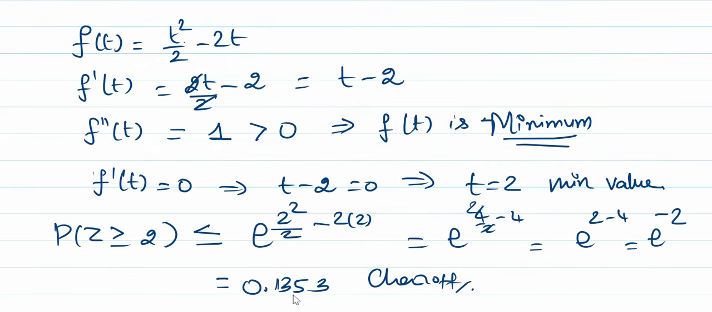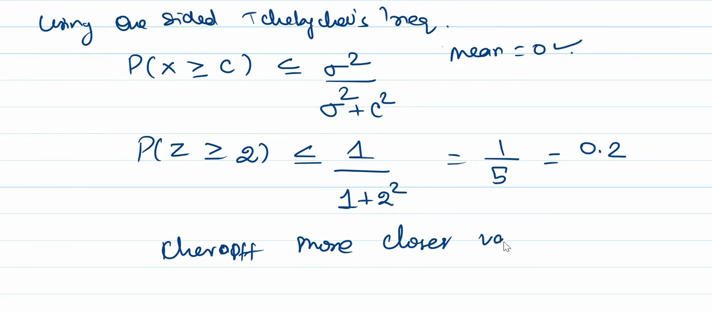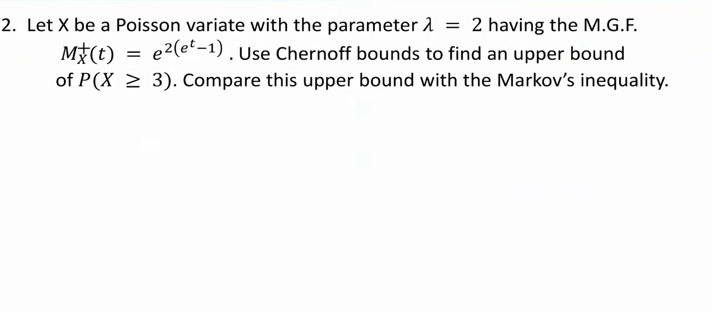We notice that Chernoff gives 0.1353 and Chebyshev's gives 0.2. We see that our Chernoff bound is going to give us a closer value than Chebyshev's inequality. Okay, so this is the comparison which we get after applying the results. We will have one more problem to continue.